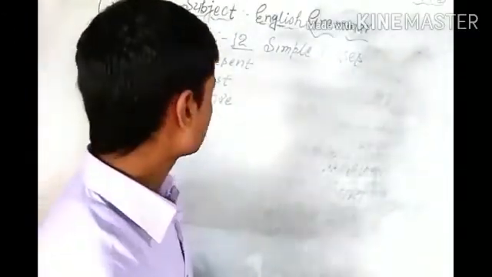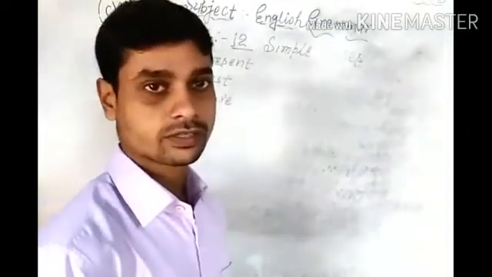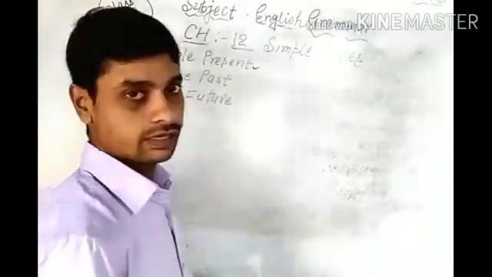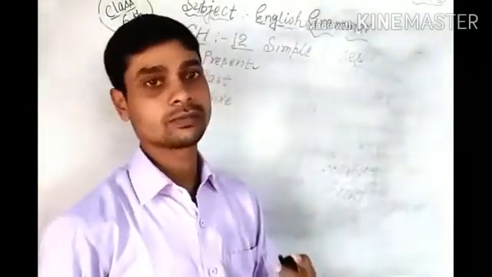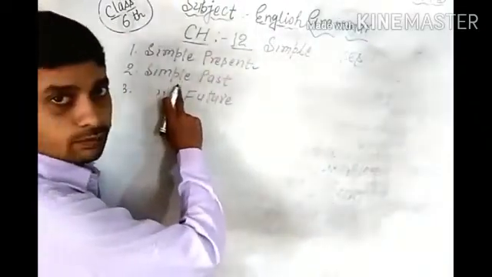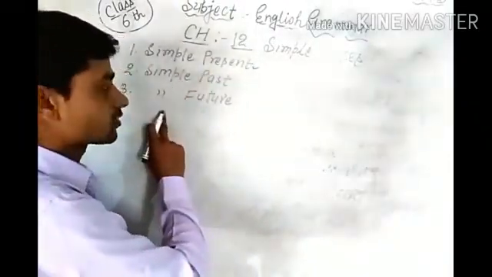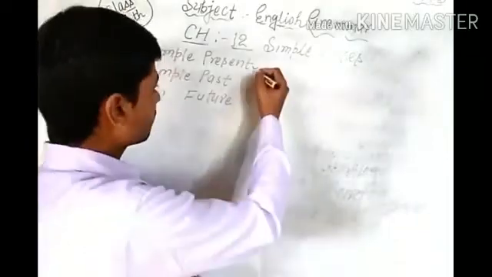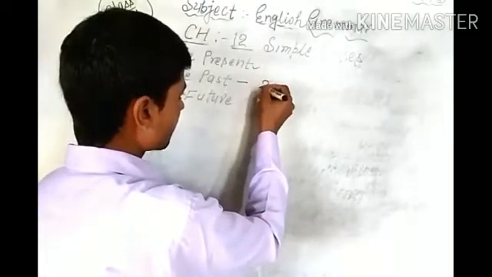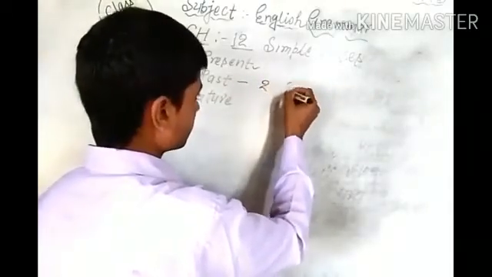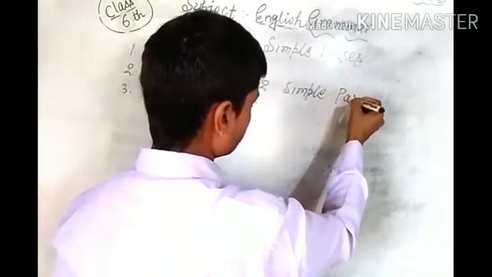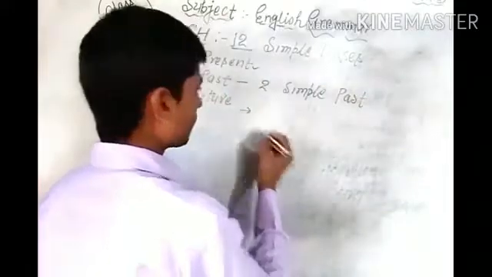Okay students, in the first video of tense, we already completed simple present tense, and you know there are three simple tenses. First is simple present, second is simple past, and third is simple future. We have completed simple present tense, so we have to focus on the second one, simple past. First of all we will know about this.